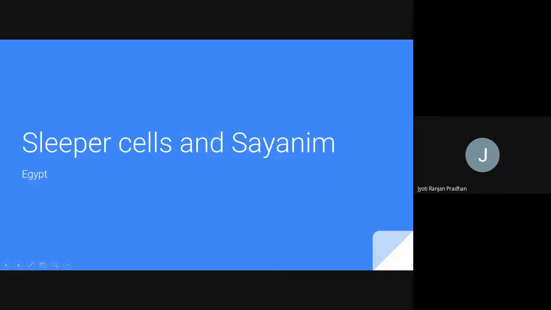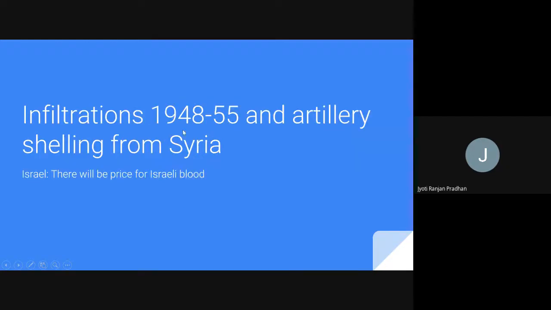But Israel also deploys sleeper cells, helper groups and collaborators in the neighboring countries, especially Egypt, the case that we are going to see today. And the infiltrations that we talk about, 48 to 55, Israel soon realizes that if it doesn't ensure that there's a price to pay for such activities, this may go on.